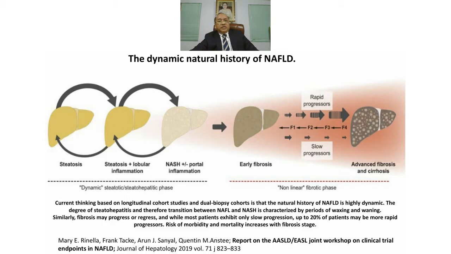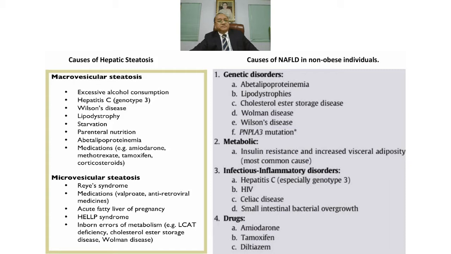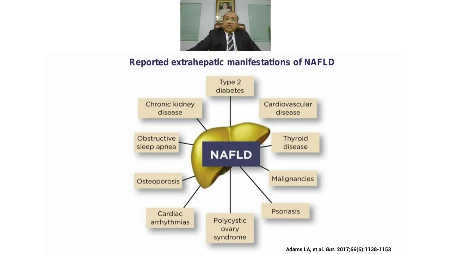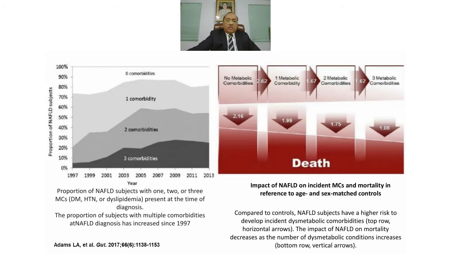These are the secondary causes of hepatic steatosis, including leanness. Actually, NAFLD is a multi-system disease. As Professor Wednesday has said, the outcome of NAFLD ends up with type 2 diabetes, cardiovascular comorbidities, kidney comorbidities, obstructive sleep apnea, thyroid disease, most of all the malignancies, including other outcomes like psoriasis and osteoporosis. Since 1997, the number of subjects with multiple comorbidities with NAFLD has increased, as shown by this picture.